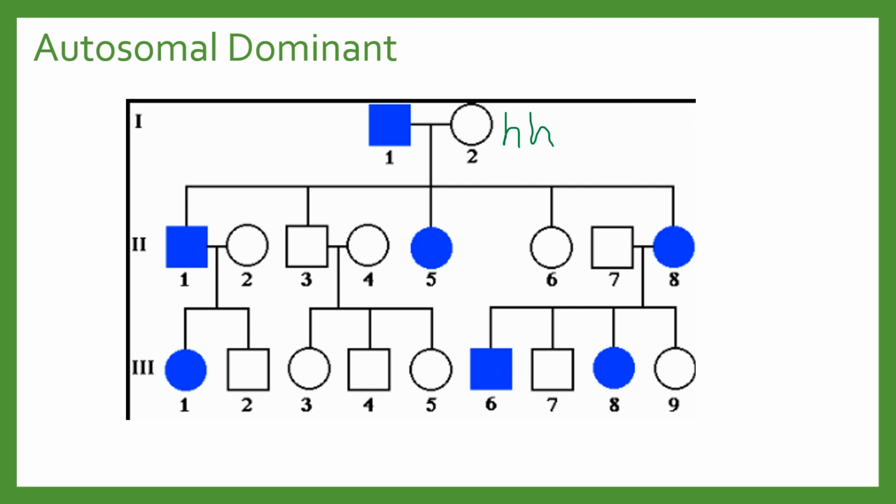So individual 2 can only pass on recessive alleles to their children. Therefore, if their children have the disease, they must have got the dominant copy from the other parent. Okay? So heterozygous individuals plus homozygous dominant would express the disease. To have an autosomal dominant condition, you must also have a parent with the condition. And if you do, there's a 50-50 chance of inheriting.